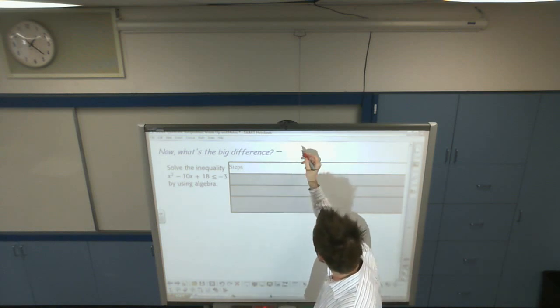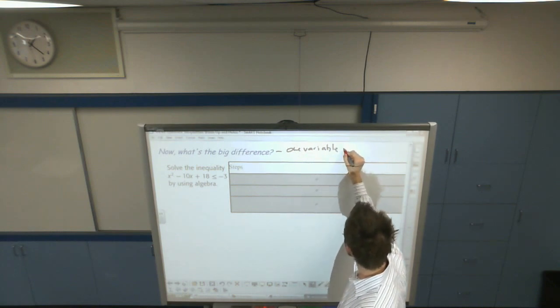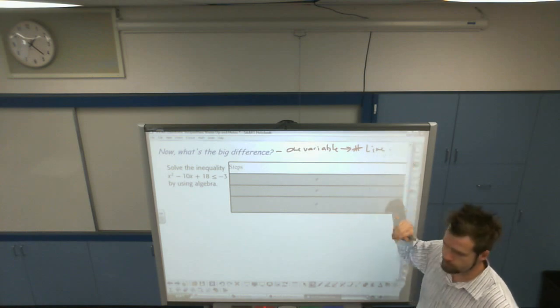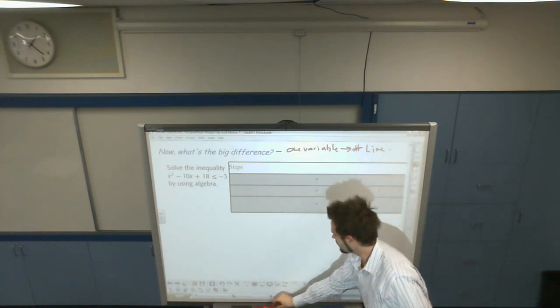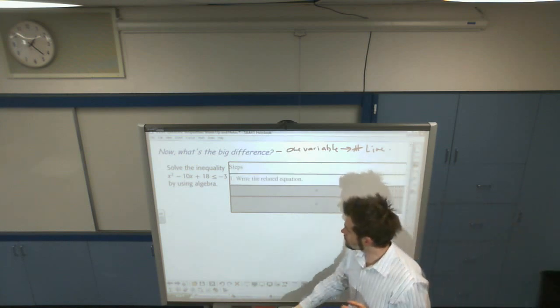So one variable means we're going to graph it on a number line. We don't need an xy coordinate plane. Just a number line will be fine. So here are the steps. Number one, write the related equation.